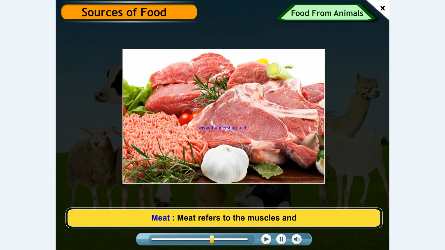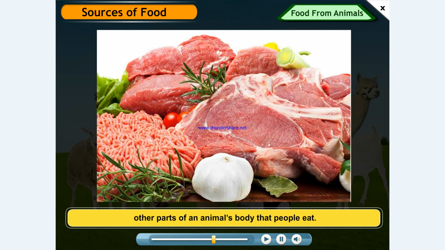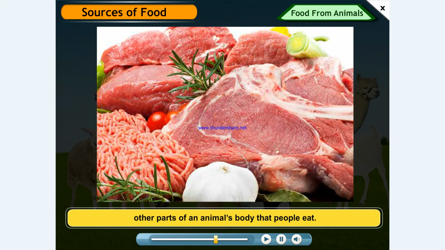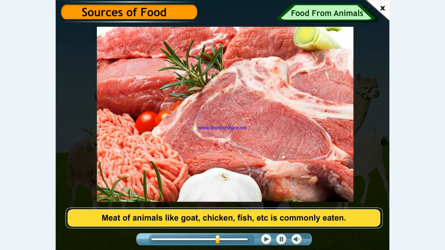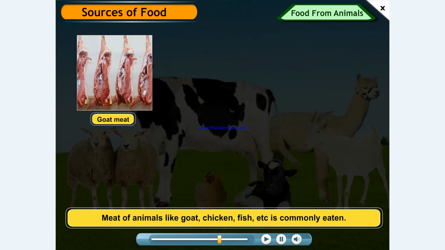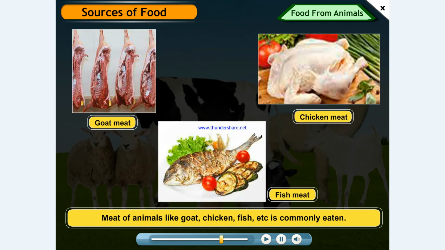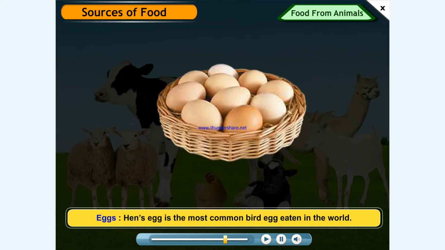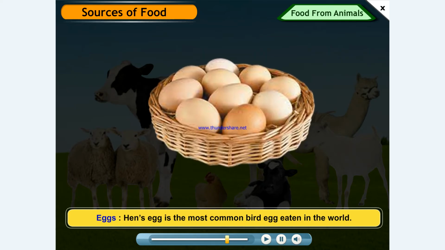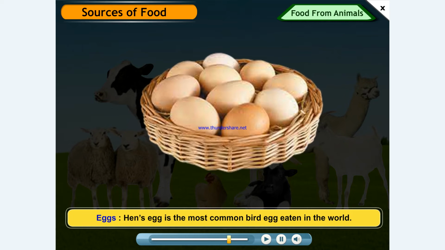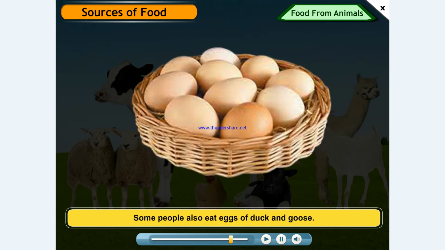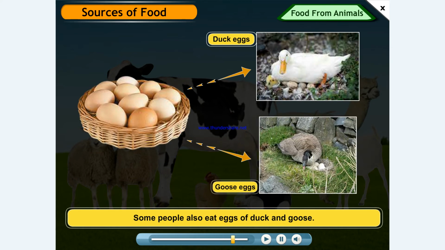Meat. Meat refers to the muscles and other parts of an animal's body that people eat. Meat of animals like goat, chicken, fish, etc. is commonly eaten. Eggs. Hen's egg is the most common bird egg eaten in the world. Some people also eat eggs of duck and goose.